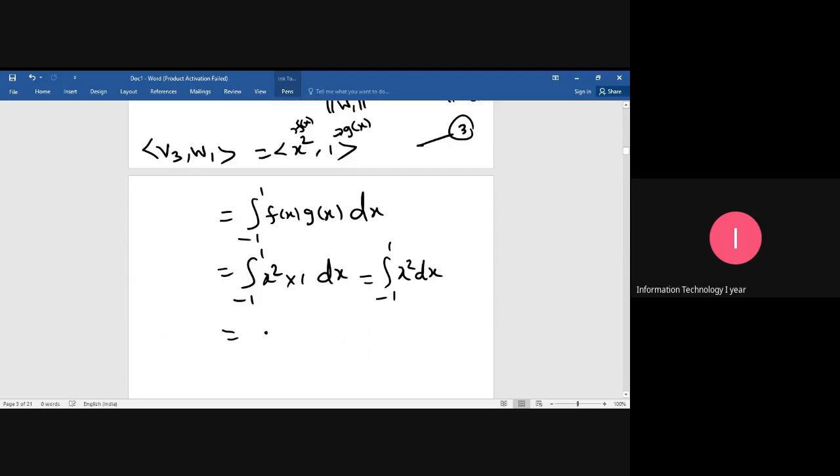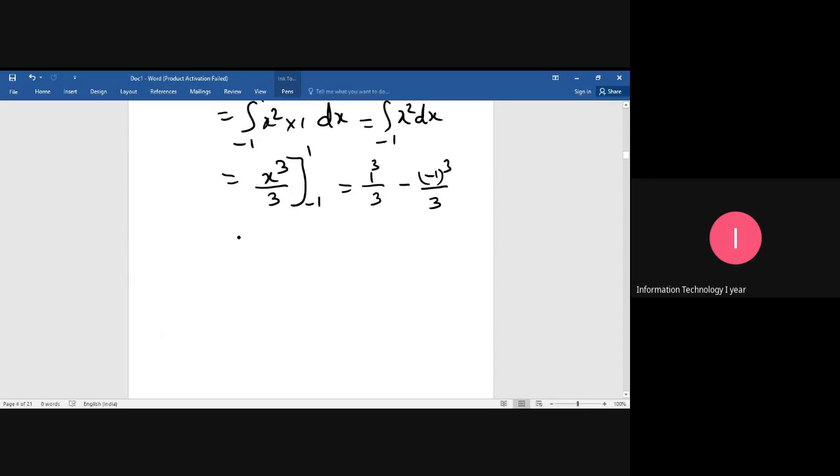The integral of x square dx is x power 3 divided by 3, with limits minus 1 to 1. Applying the limits, upper limit minus lower limit: 1 power 3 by 3 minus minus 1 the whole power 3 by 3. The cube of minus 1 is negative, and with the minus sign in front it becomes plus 1 by 3. So 1 by 3 plus 1 by 3 is 2 by 3. So the inner product of V3 comma W1 is 2 by 3.